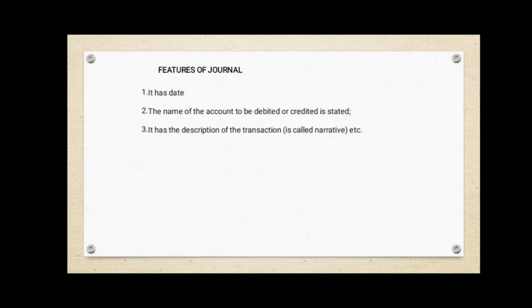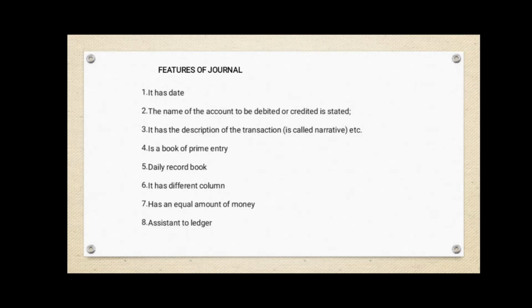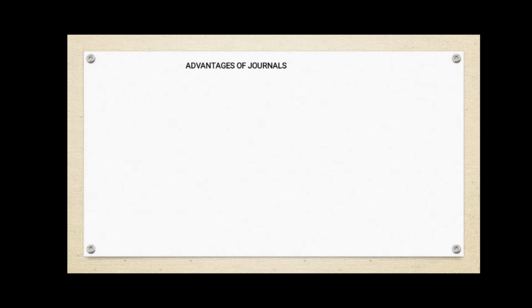Features of journal. 1. It has date. 2. The name of the account to be debited or credited is stated. 3. It has the description of the transaction called narrative. 4. It is a book of prime entry. 5. Daily record book. 6. It has different columns. 7. Has an equal amount of money. 8. Assistant to ledger. 9. Original entry.